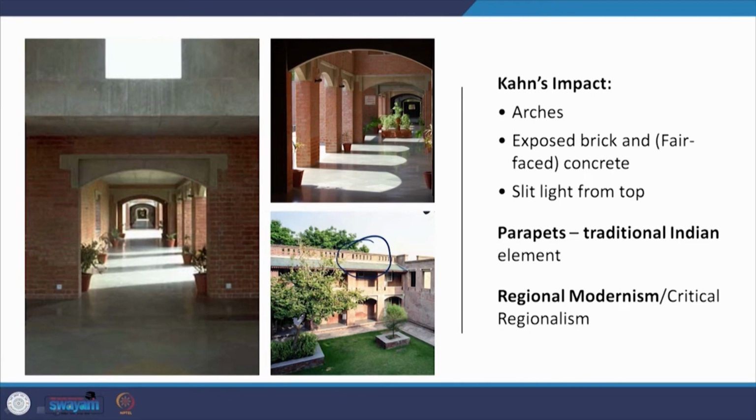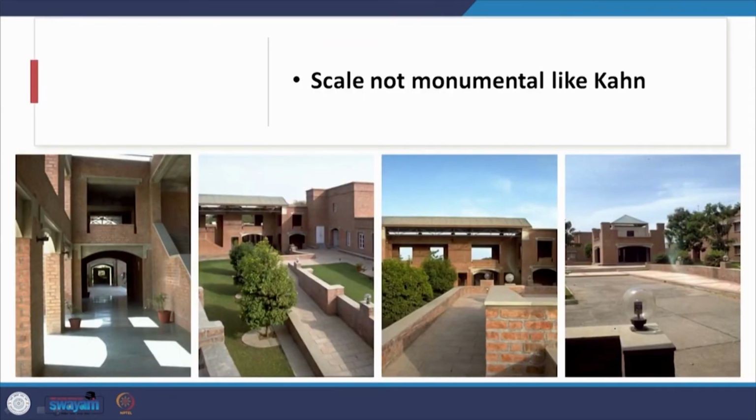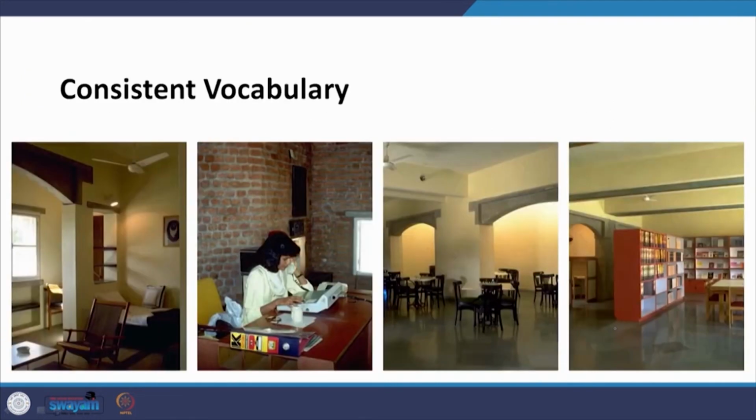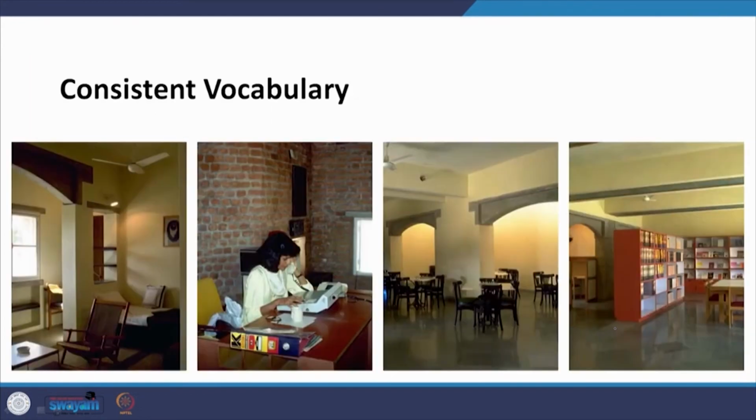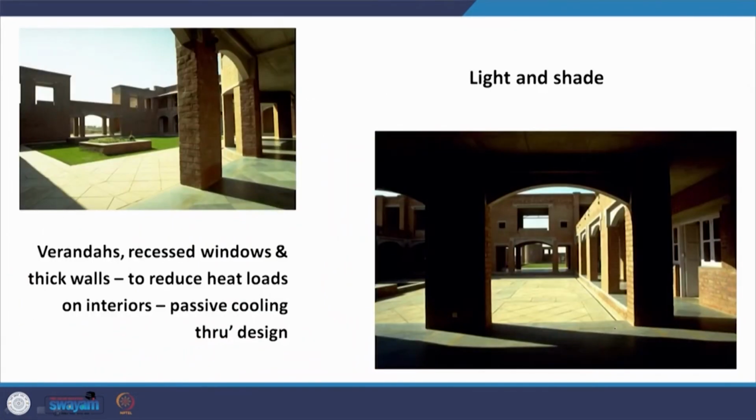So regional modernism or critical regionalism. The scale is not monumental like Kahn, I told you earlier, but there is a consistent vocabulary, whether it is on the outside or in the interiors. There is a play of light and shade, something in which Louis Kahn was a master. The verandas, the recessed windows, and the thick walls reduce the heat loads in the interiors, and the building is passively cooled through the design.